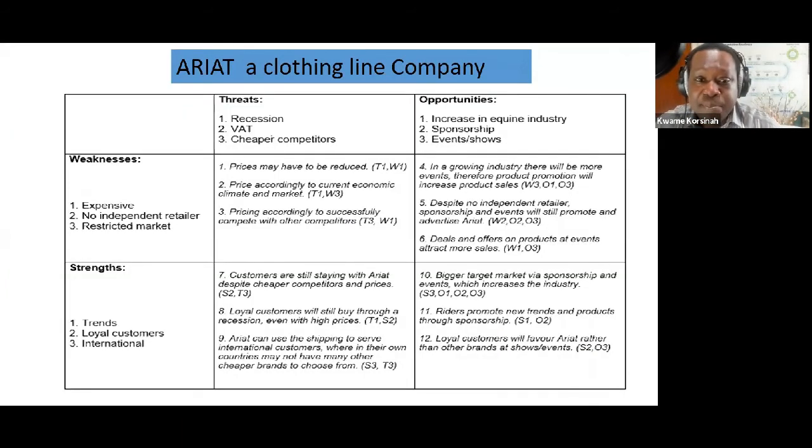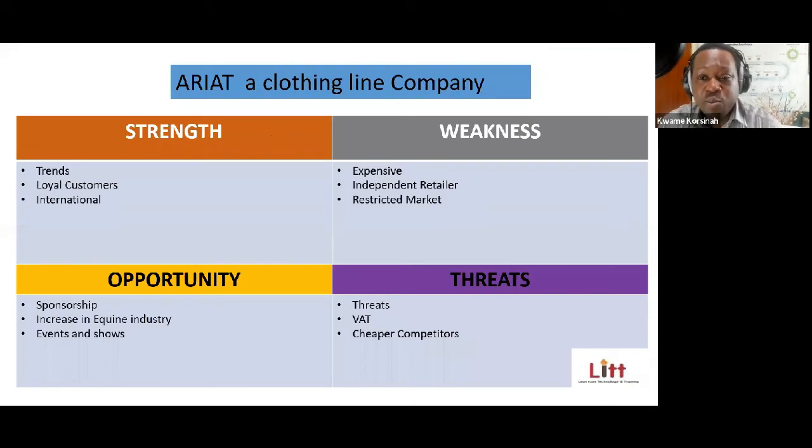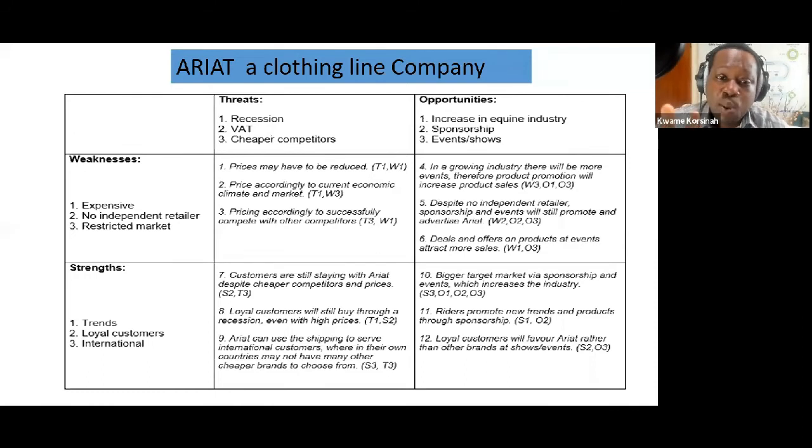So the company then went ahead to develop a TOWS analysis. So you could see the strengths, you could see the weaknesses, the threats: recession, VAT, cheaper competitors, and then you've got opportunities. All of this will be analyzed to produce potential options that can be used in developing a potential list of solutions. So as we can see, we've moved from our strengths, weaknesses, opportunities, and threats, and we've used that to develop our TOWS analysis.